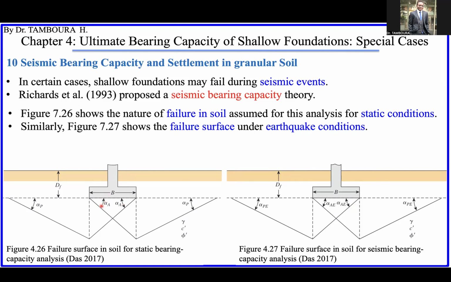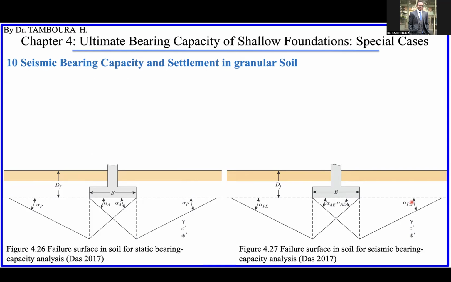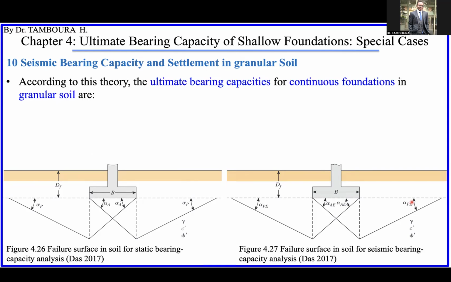So you can see these angles here, alpha A, and here alpha A E, like earthquake. So this inclination angle is for the active pressure condition. And these ones, alpha P, you can see alpha P here, alpha P E, okay? Those are for the passive pressure condition. So the values of these angles are not the same.